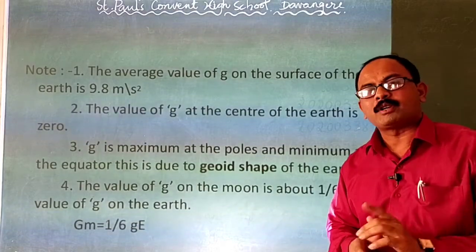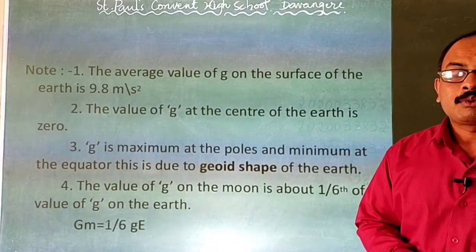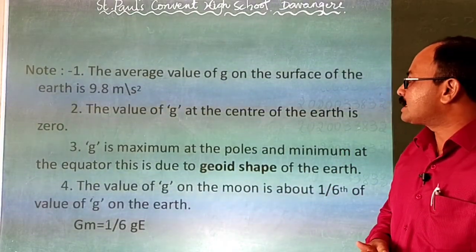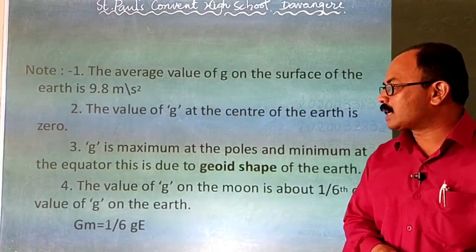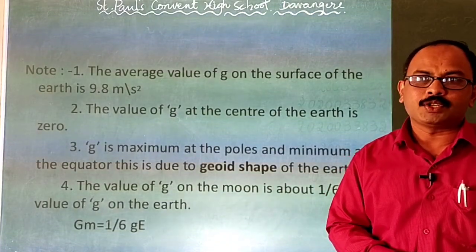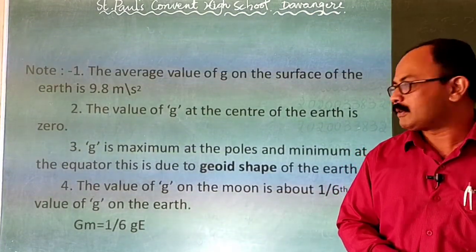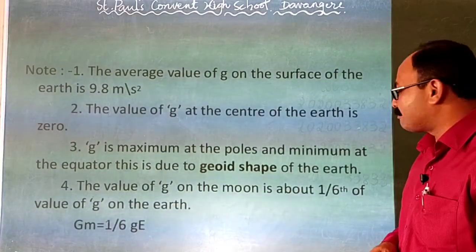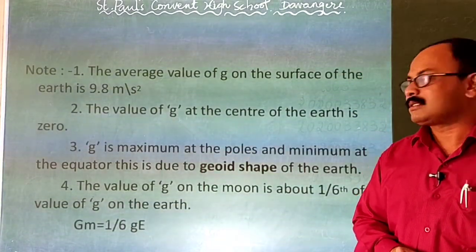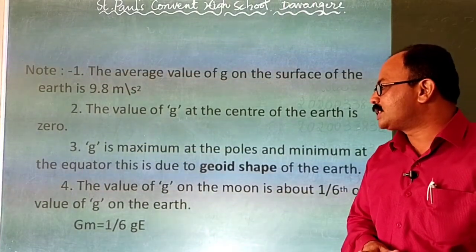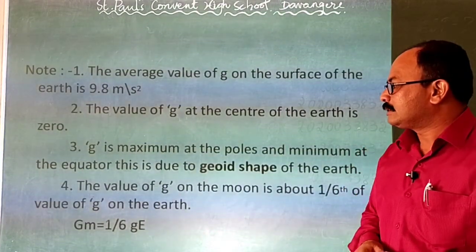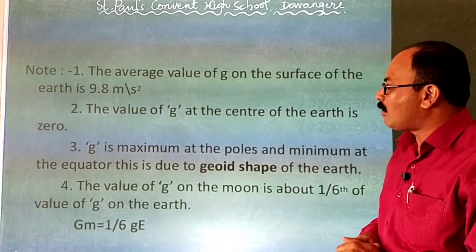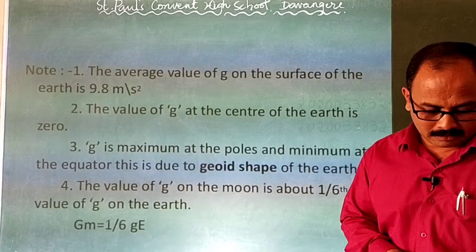So, this is an important point, children. Question may be asked from give reason type. g is maximum at the poles and minimum at the equator. Why? This is due to geoid shape of the earth. The value of g on the moon is about 1/6 of the value of g on the earth. The value of g on the moon is equal to 1/6 of g on the earth.